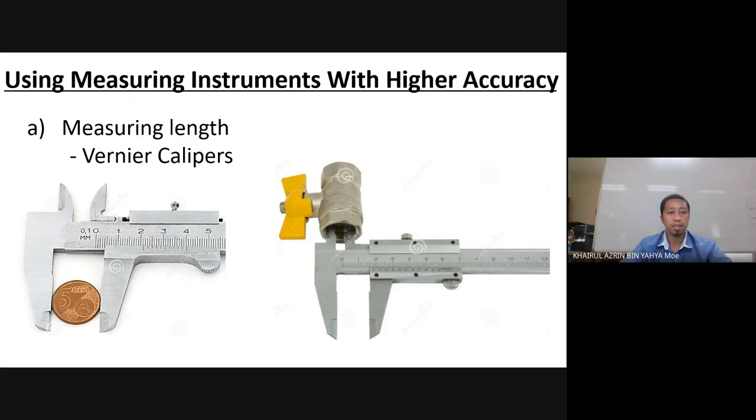Okay. So this is an example of vernier calipers. We can use this part or the upper part like this. You can use this upper part. This one is for the inner diameter. This one is for the outer diameter.